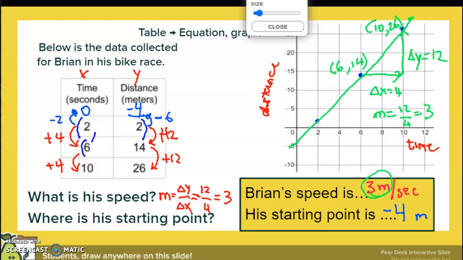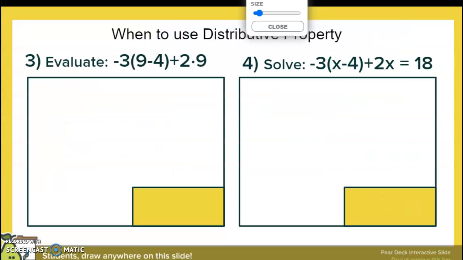Okay, and the y-intercept, because I'm not drawing a very straight line, this does look like it should be negative 4. What does negative 4 meters mean? He actually started 4 meters behind the starting line. That's what that means. Okay, so this one now asks you, when do we use distributive property?